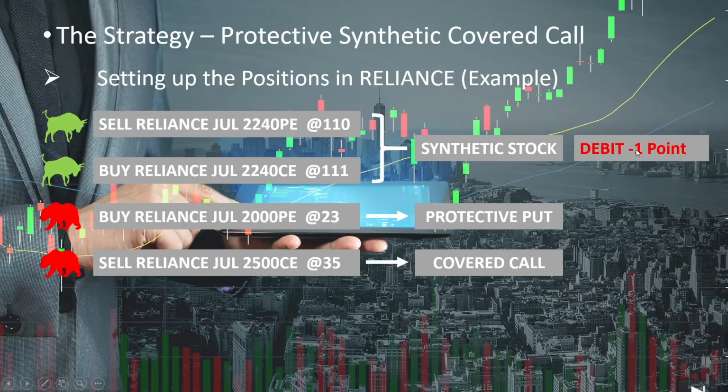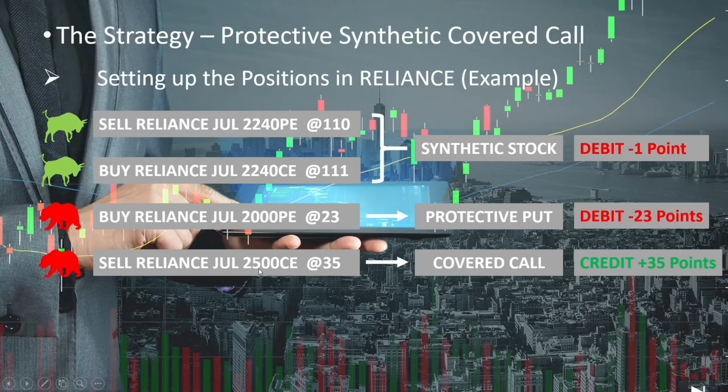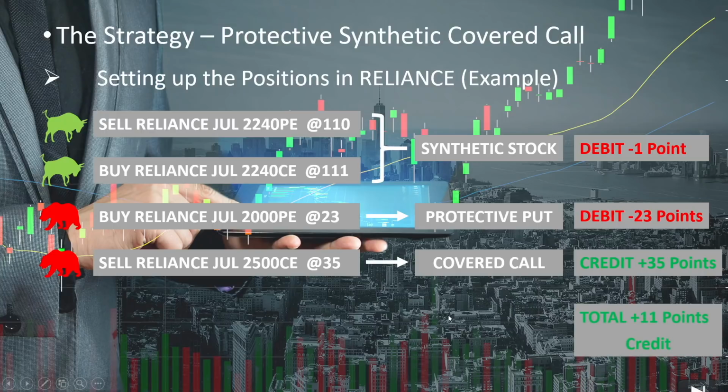We have paid 1 point of debit because we bought for 111, but we collected only 110. So 1 point we paid here, and we went and purchased 2000 PE for 23 rupees. So the debit is 23 points here, and we are selling a call of 2500 at 35. So we are collecting a credit of 35 points here. So the net is 11 points.